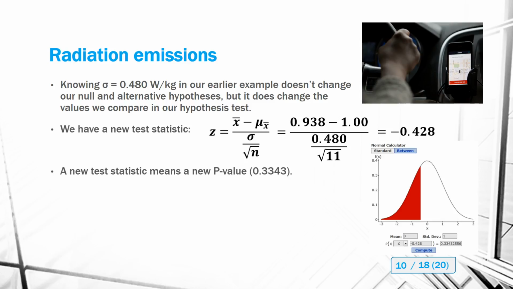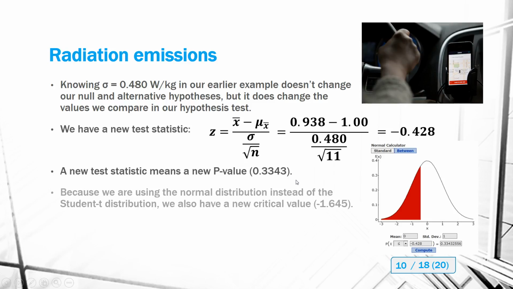Because we have a new test statistic, that means we have a new p-value. Remember, the p-value is the area of the tail bounded by the test statistic. So when you change that test statistic, you're going to change the area that's bounded underneath the curve, which is the p-value. So now we have a new p-value of 0.3343. Notice we're also using the normal distribution instead of the t-distribution to calculate that area.